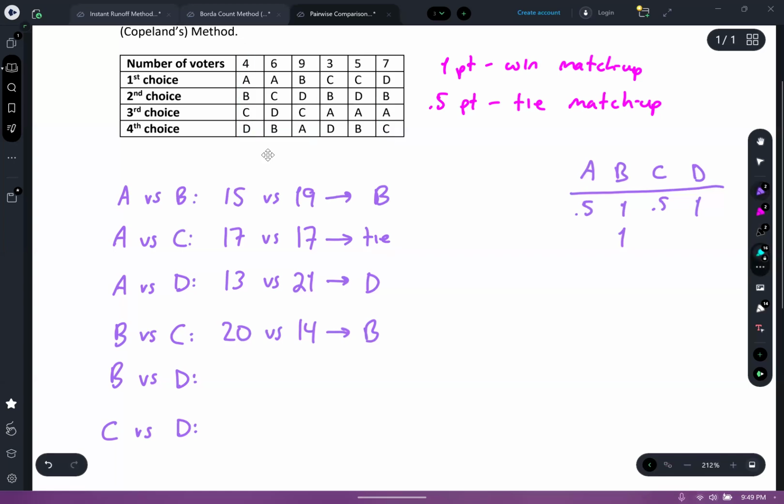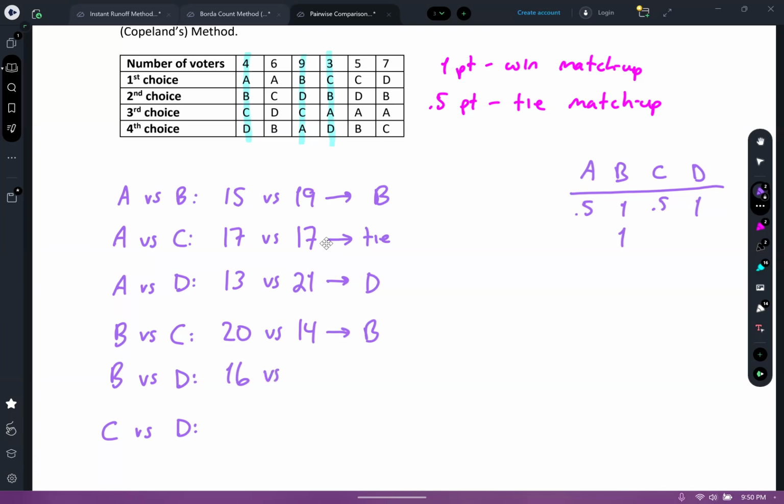Next, B versus D, we want to look for the columns where B is above D. That looks like it. Okay, so 4 plus 9 plus 3 is 16 voters ranked B above D, and the rest ranked D above B. So 6 plus 5 plus 7 is 18 voters ranked D above B. So D wins that matchup. D gets another point.